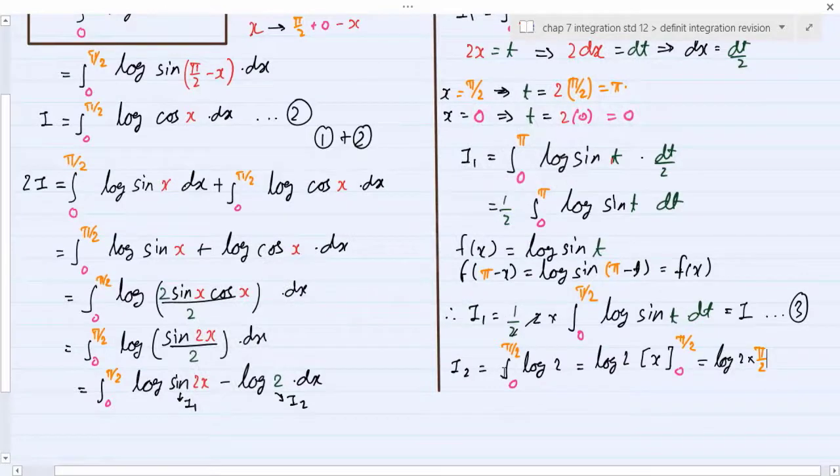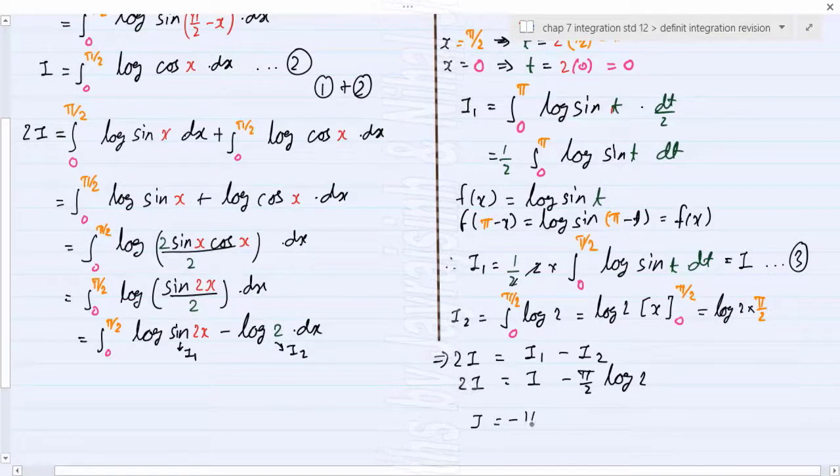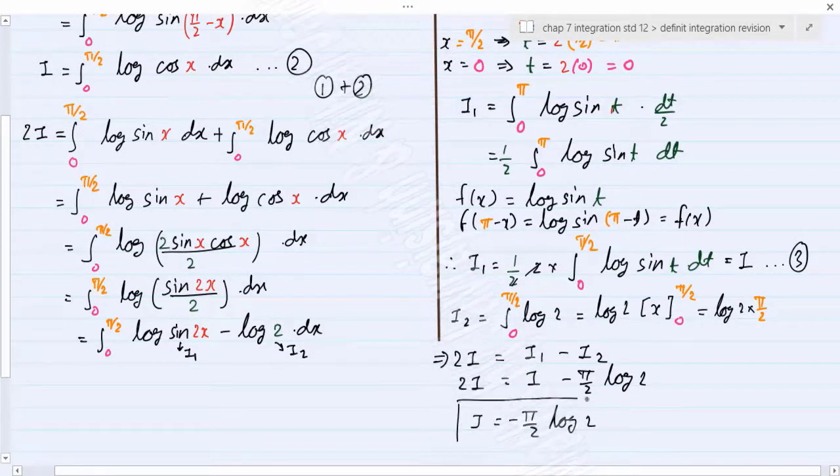So finally we can say your 2I is equal to I1 minus I2. I1 is nothing but I, and I2 is nothing but pi by 2 log 2. So we can say your I is minus pi by 2 log 2. Ta-da! This is your final answer.